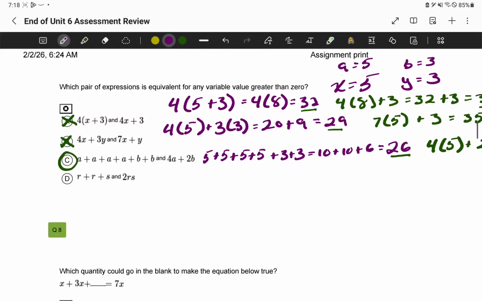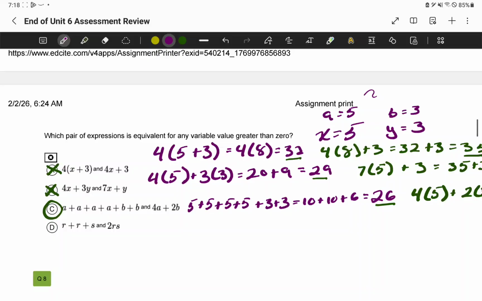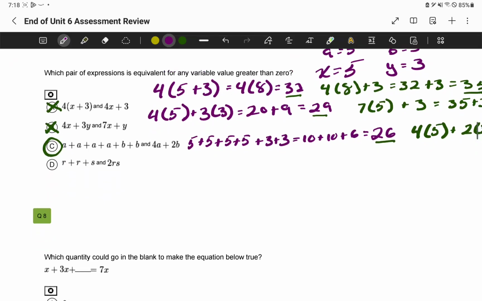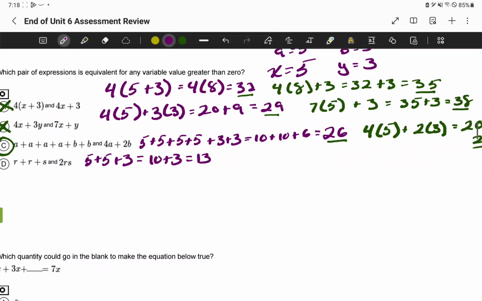And just to continue it out, I'm going to use R as 5 and S as 3, and so this is 5 plus 5 plus 3. And well, 5 plus 5 is 10, plus 3 is 13. And that's 2 times 5 times 3. Well, 2 times 5 is 10, times 3 is 30, and 30 is not 13.